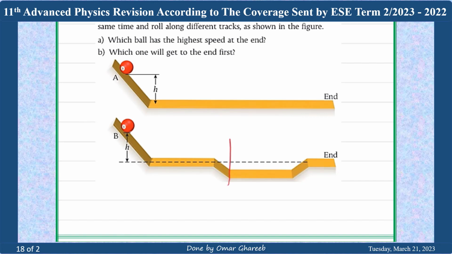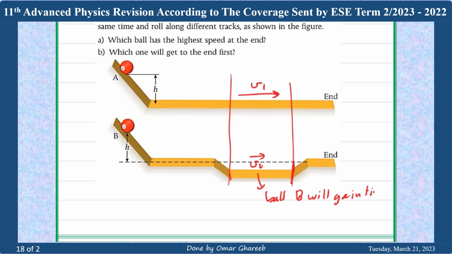In this portion, the velocity of the first object at A, all the way here, is V1. But for track B, the velocity between these two red lines is V2 because it is increased. So here, ball B will gain time. So it reaches the end faster.